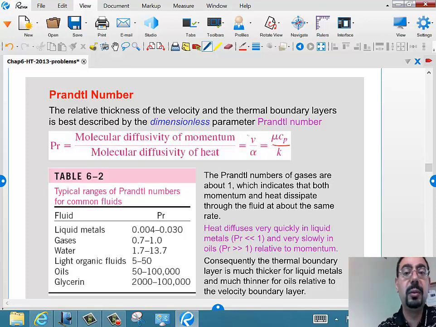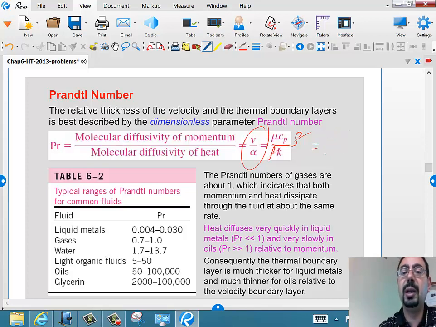What's the Prandtl number? It's nu over alpha, or basically mu rho C_p over k. So actually there was rho over here and rho over there, and they cancel. Mu over rho, that is nu, and k over rho C_p, that's the alpha. Then the rho cancels and it ends up being mu C_p over k.